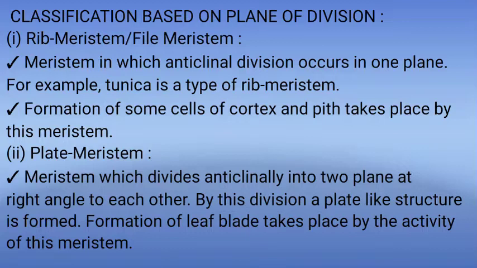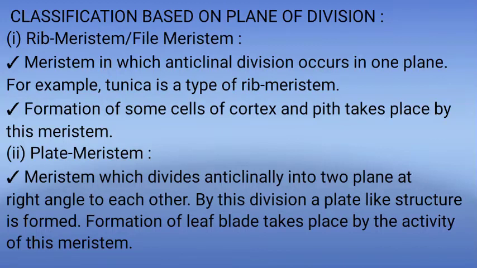Classification of meristems based on plane of division. The very first one, rib meristem or file meristem. In this type, the meristem is one in which anticlinal division occurs in one plane. For example, tunica is a type of rib meristem. Formation of some cells of cortex and pith takes place by this type of meristem.